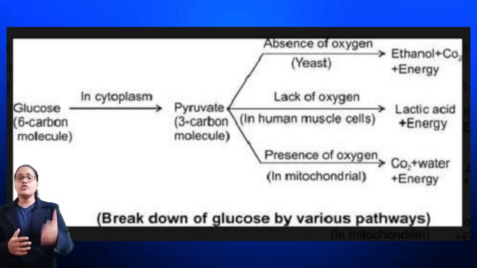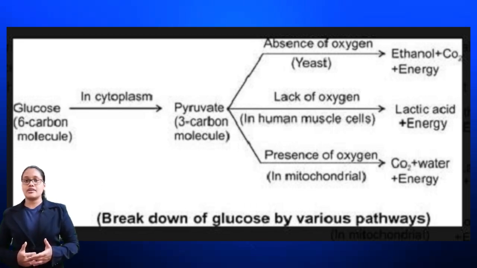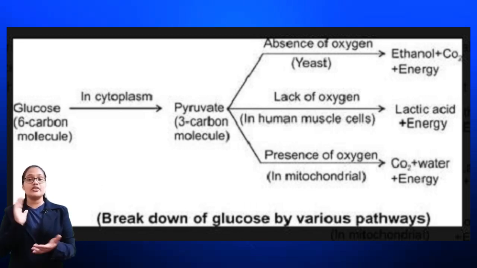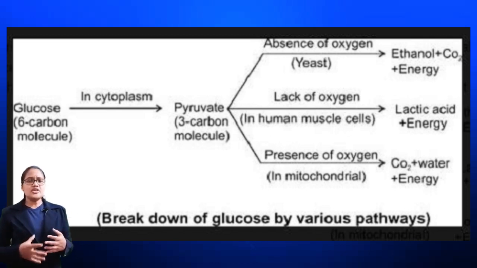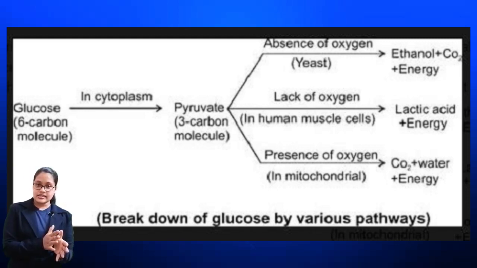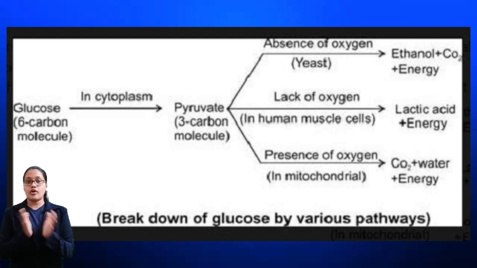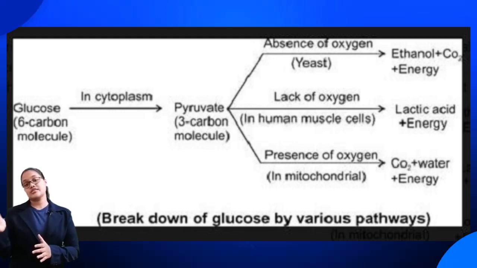If you look into all these pathways, we can see energy being released. The energy released by these processes is used to make adenosine triphosphate, or we simply say ATP molecules. ATP is actually the energy currency of the cell. Whenever the cell needs energy, ATP is broken down and energy is released.